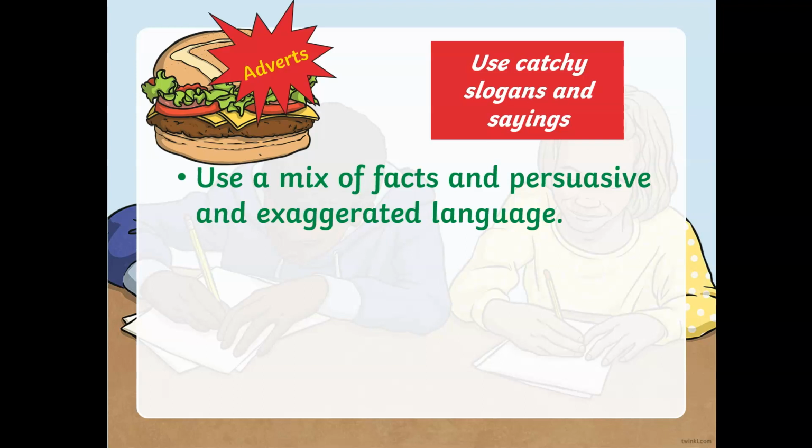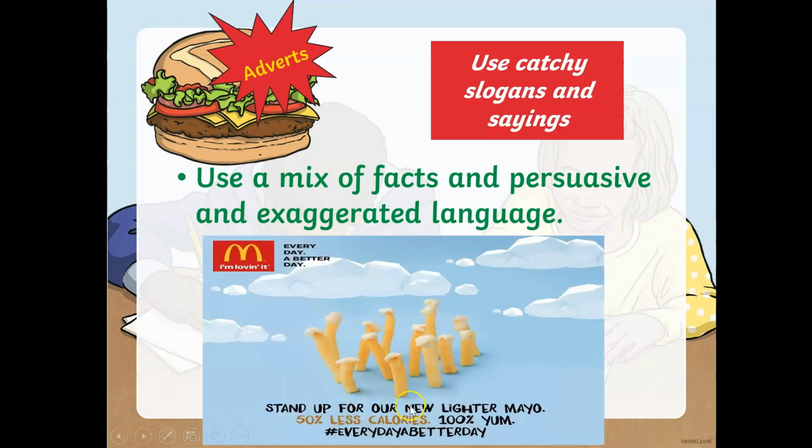We have to be very careful when we decide to have our own website advert. We need to have a mix of facts and persuasive and exaggerated language, which means we do speak a little extra about a product, but it's not that you are saying something which is not true. So, like you can see in this example: "Stand up for a new lighter mayo, 50% less calories, 100% yum." This is how they have used facts along with a little bit of exaggerated language.